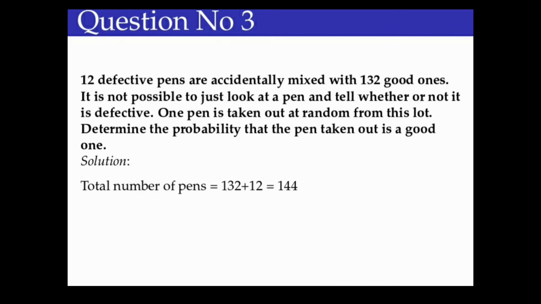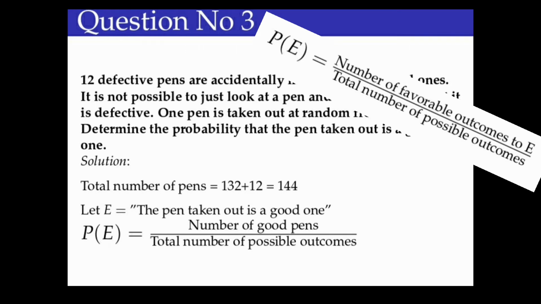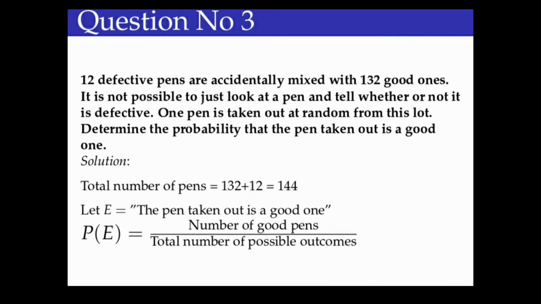Now for the event, you need to look at the last line. So what is the last line here? Determine the probability that the pen taken out is a good one. Okay, so the property of this event is the pen taken out is a good one. That's the event E. Now we know the formula of P(E). So the number of favorable outcomes to this event E is nothing but the number of good pens, because the property of the event E says that the pen taken out must be a good one. That's why it is the number of good pens. And the number of good pens is 132. So the final answer is 132 by 144. It is 11 by 12.